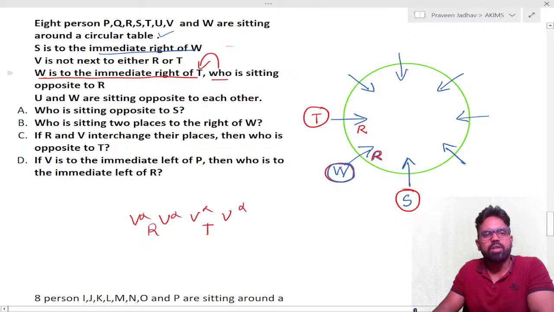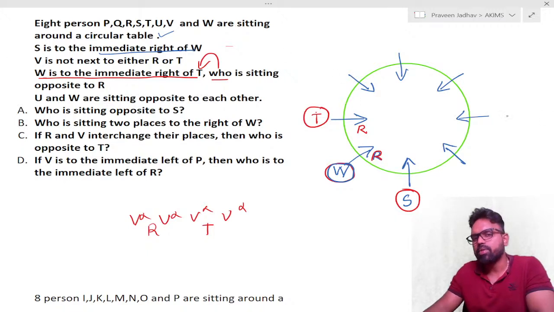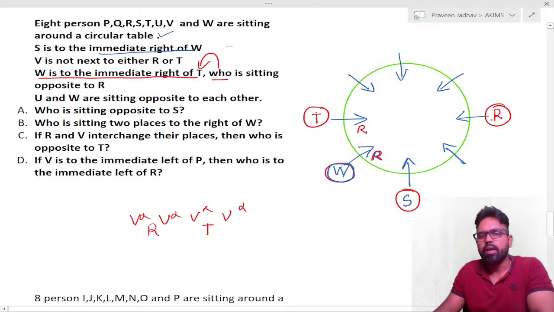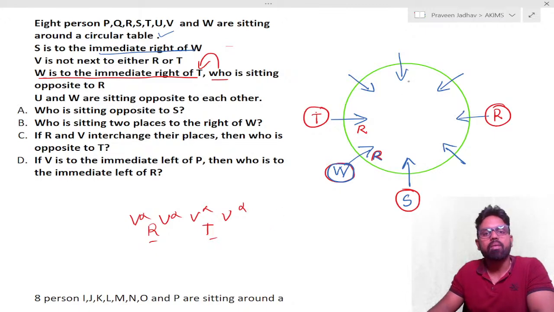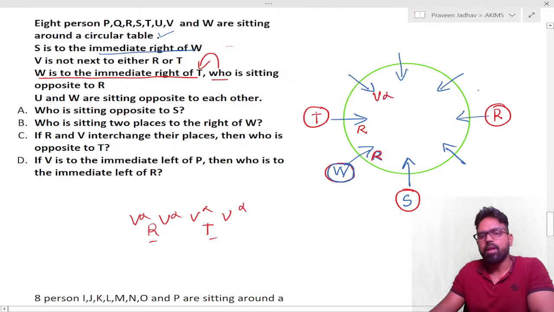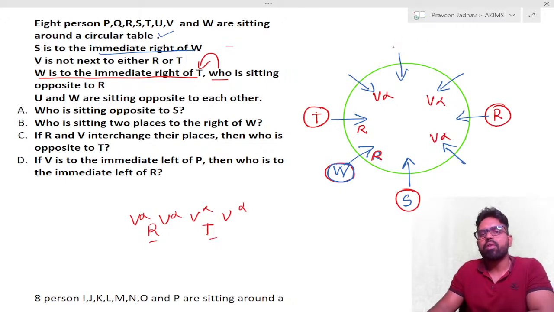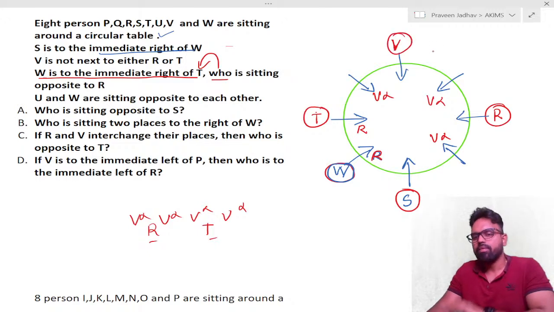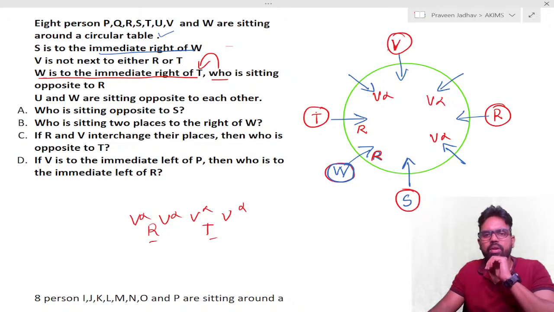Who is sitting opposite to R? Meaning T is sitting opposite to R. We know something about T and R. Next to T, who will not come? V will not come. Next to R, who will not come? V will not come. So the only place left for V in this entire arrangement is this one. We will have to come here, no other option.